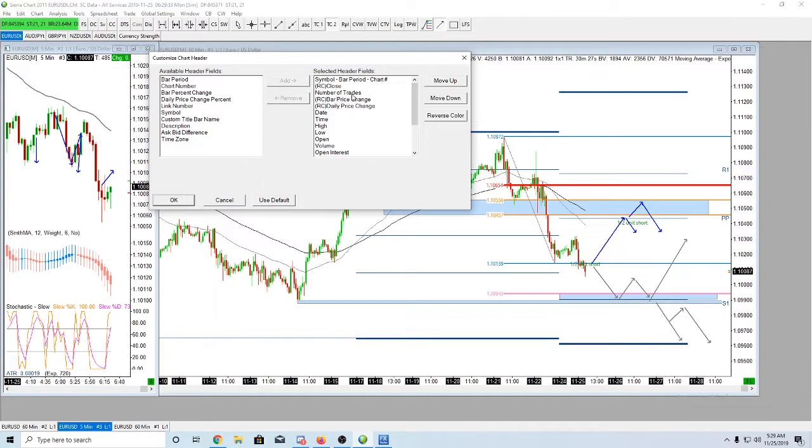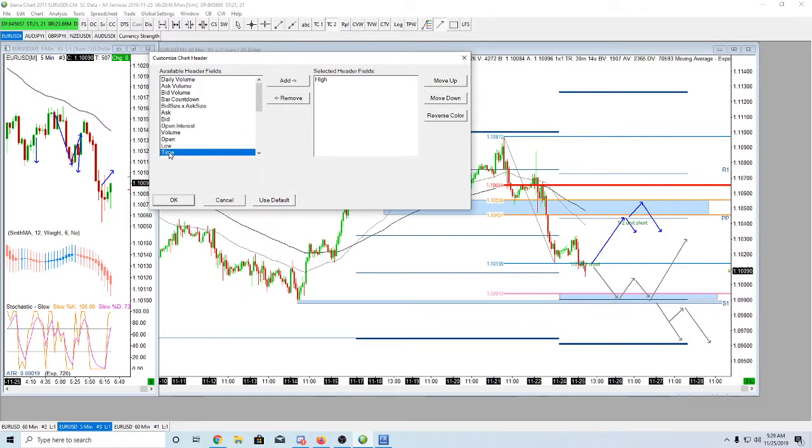Let's get rid of all this stuff, and I'm going to show you what I actually like to see in that big header. Hold on one second. I found my cough button. So I like to see the high. I like to see the low. I'm double clicking these. That's why it's putting them over here.